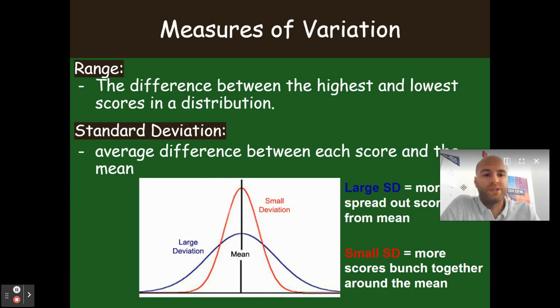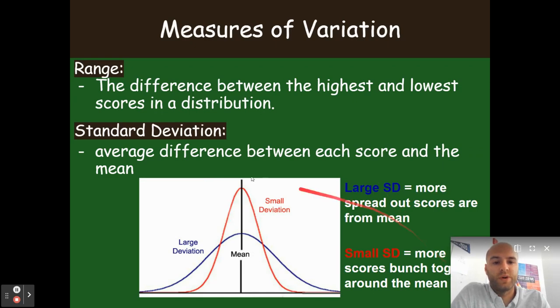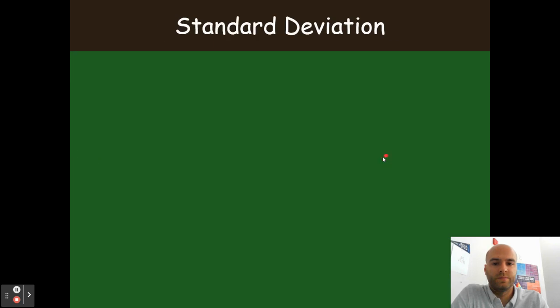Okay, so let me go back to our standard deviation definition just to remind you. It's the average difference between each score and the mean. Okay, so it's how far scores are spread out away from our central point. The further they are spread out, the larger the standard deviation will be. Okay.